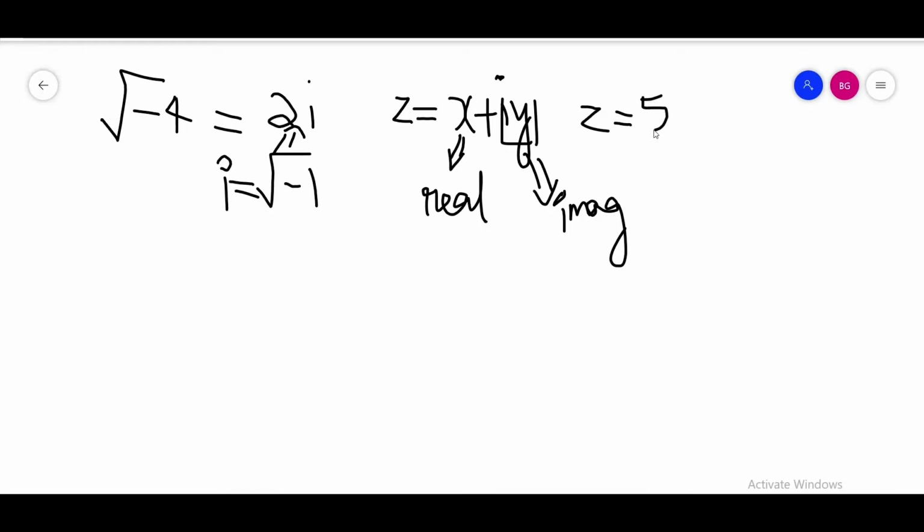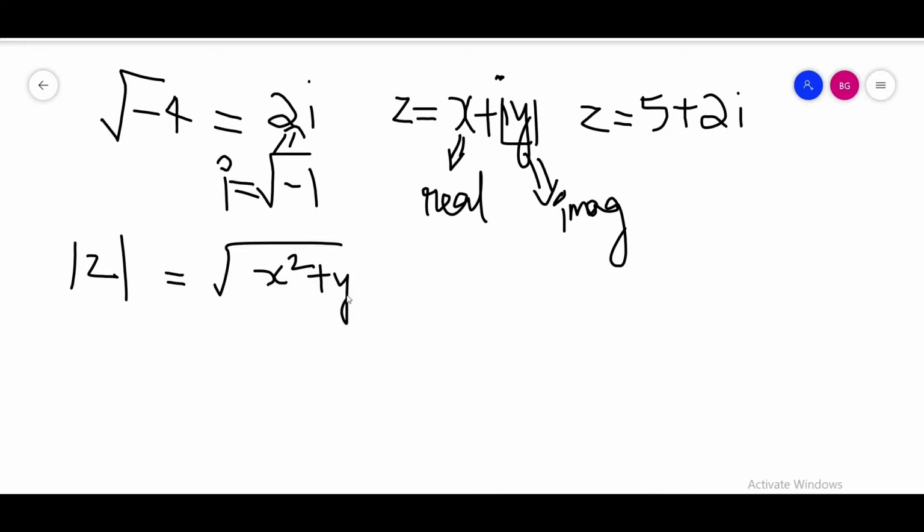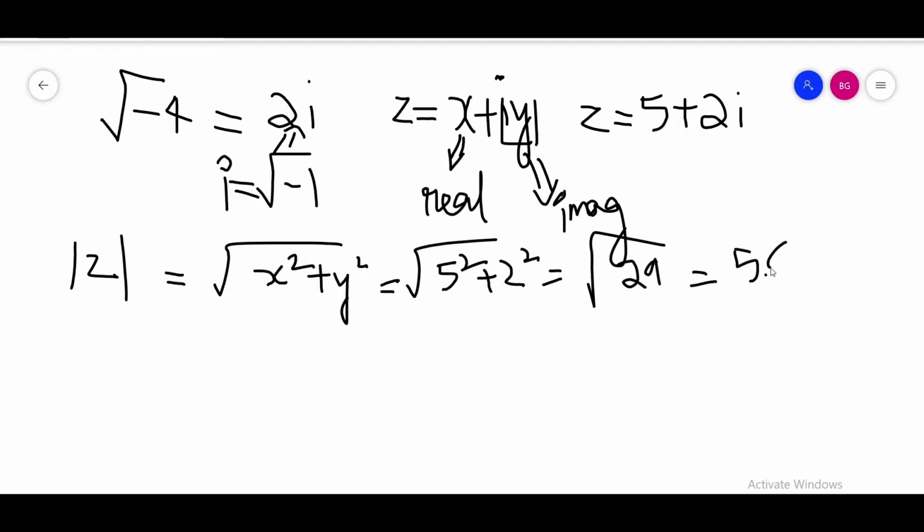Let us take an example of a complex number. Suppose we take 5 plus 2i, and we find the modulus. The modulus of z is denoted by the root of x square plus y square. In this case, it will be 5 square plus 2 square, and we get the root of 29, which is 5.385. So this is the modulus of z.